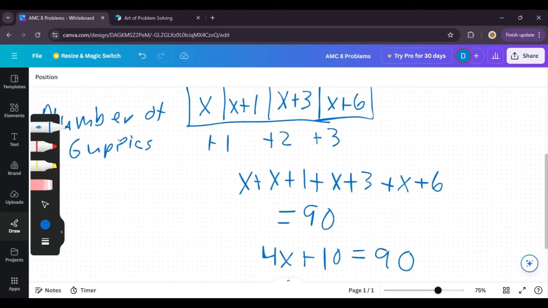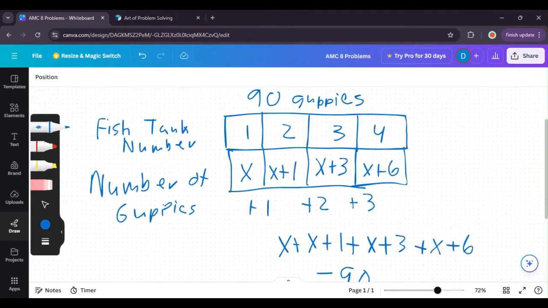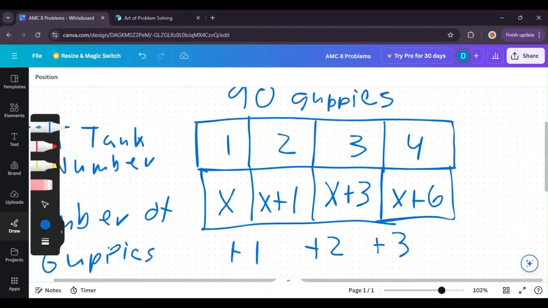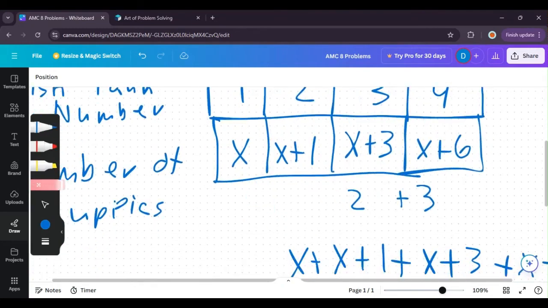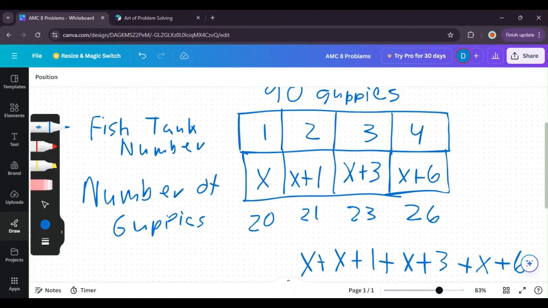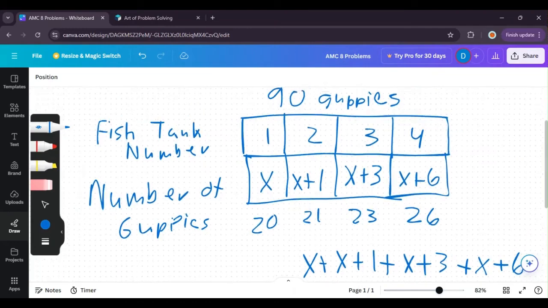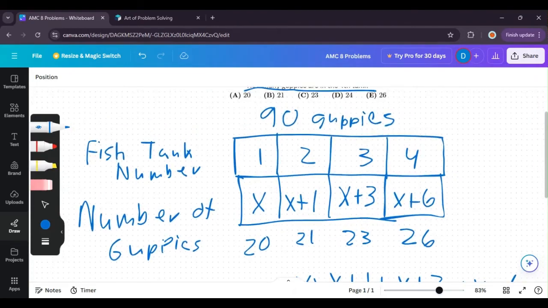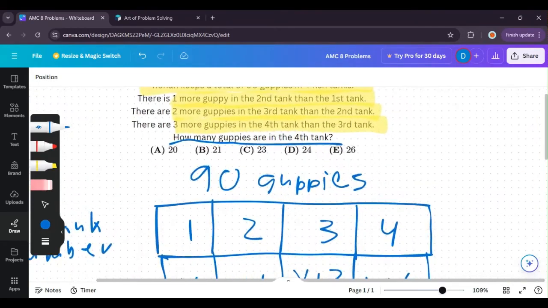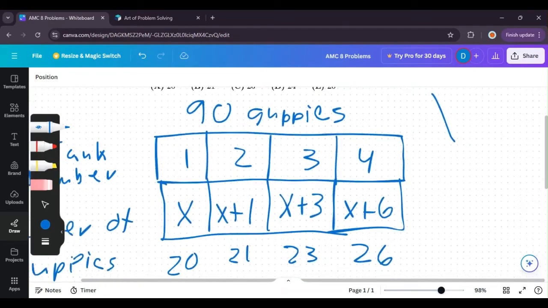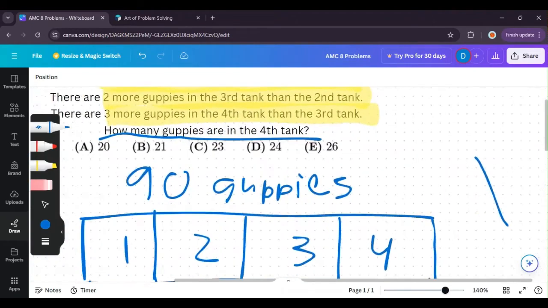So x is equal to 20, so that means the number of guppies in the first tank is 20, the number of guppies in the second tank is 21. So let me clear this off first. So 20, 21, 23, and 26. And we can double check by adding up all the number of guppies in each tank, and they will equal 90 as well. So basically what we did to solve this problem, and the answer to this problem is how many guppies are in the 4th tank, and as you see, it's 26. So the answer is E.